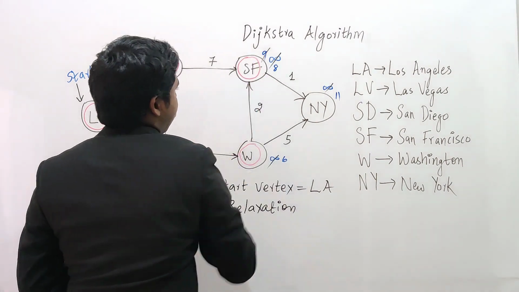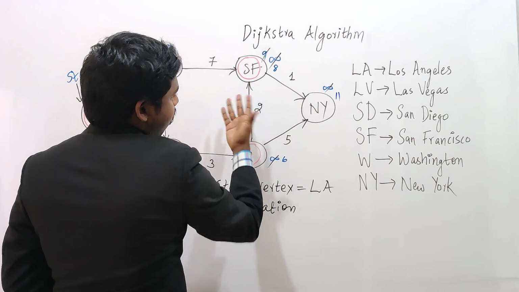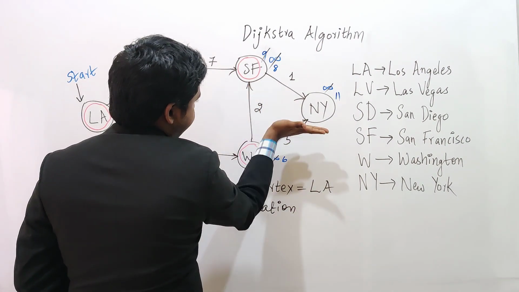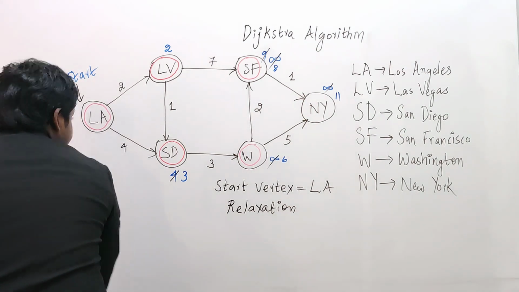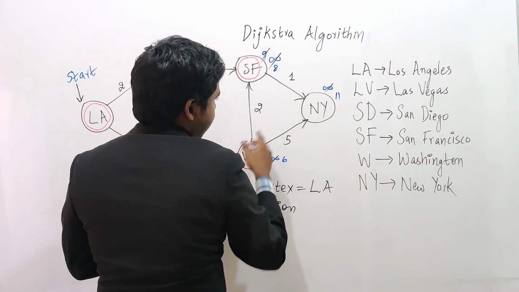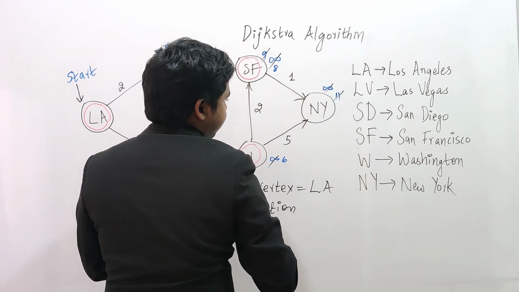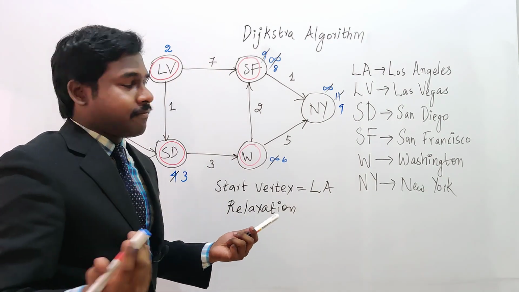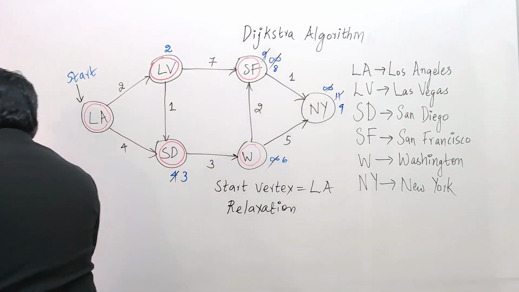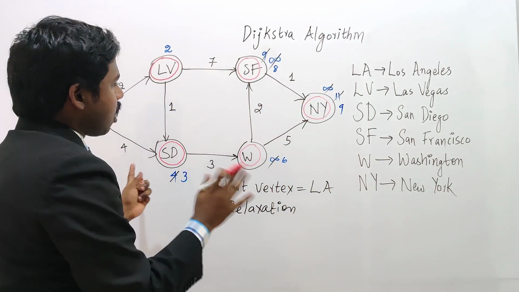So San Francisco. And once we have reached San Francisco, now what is the path from San Francisco? Only one path to New York City, right? So what is 8 plus 1? 8 plus 1. How much distance? It's 9. So you have to cancel this and write 9 here. And there you go. You reached New York City. So New York also is reached. That's all. You've reached all the places.